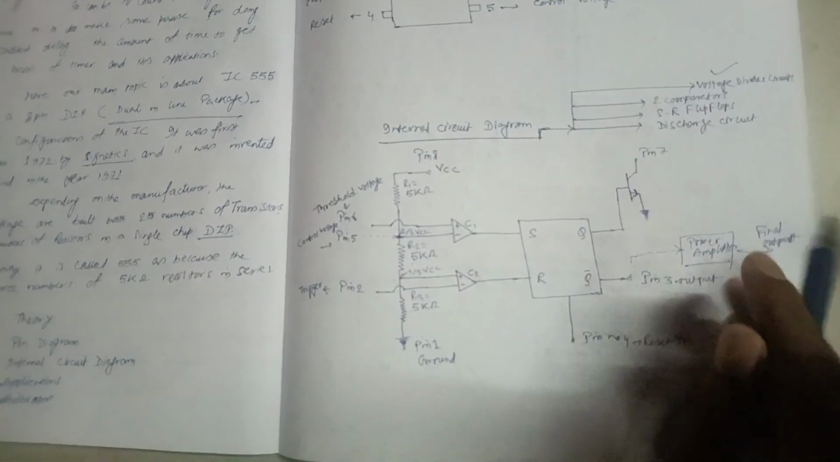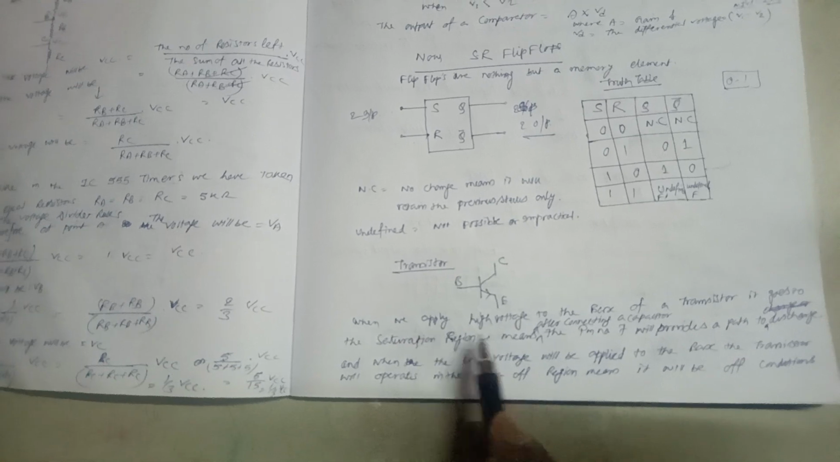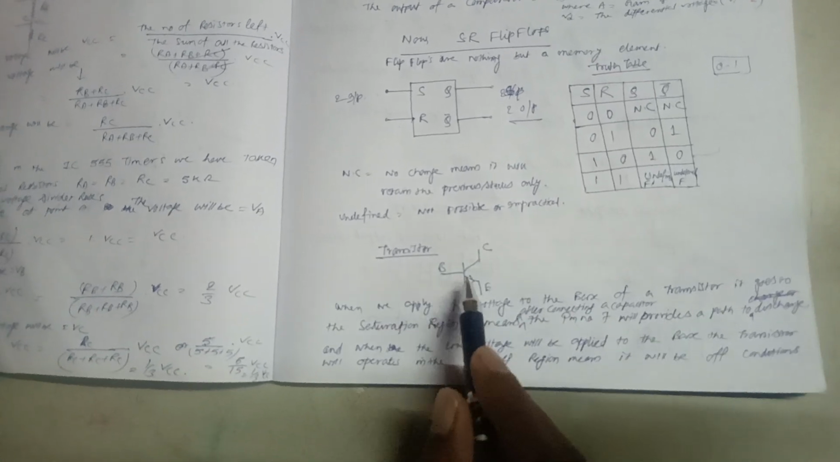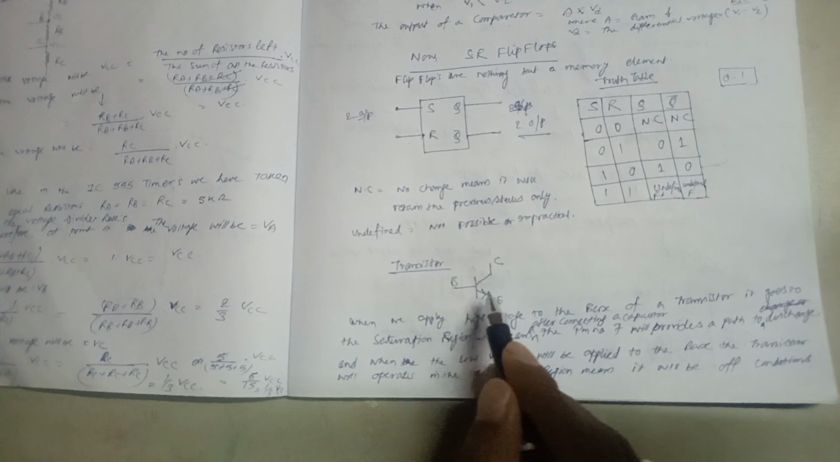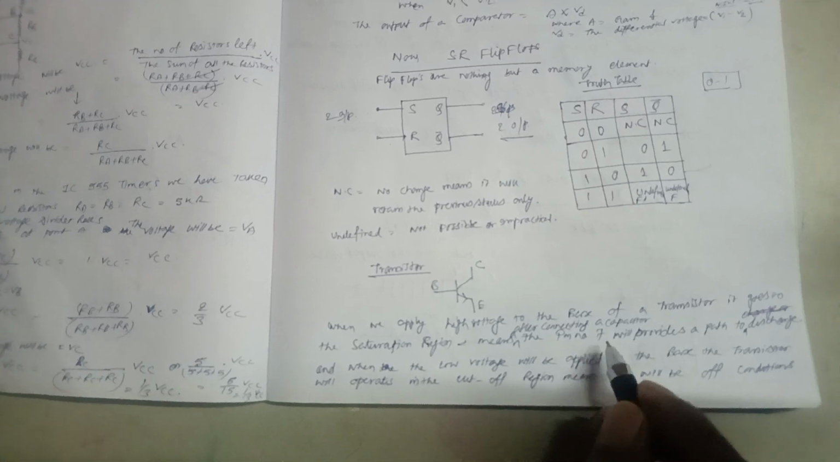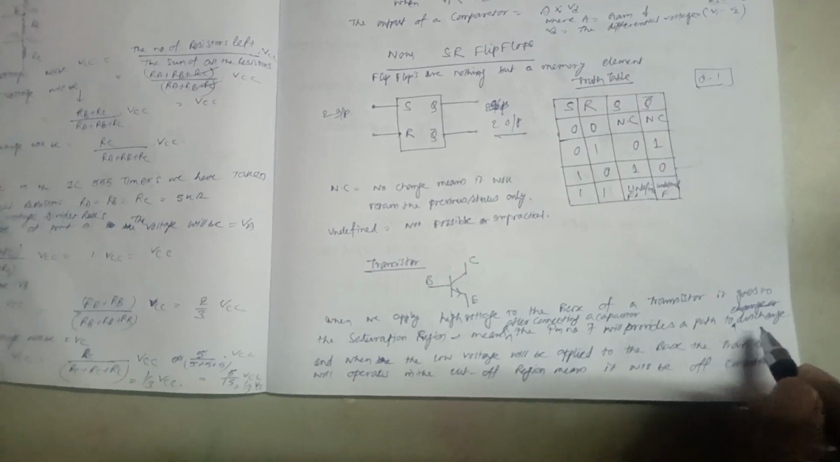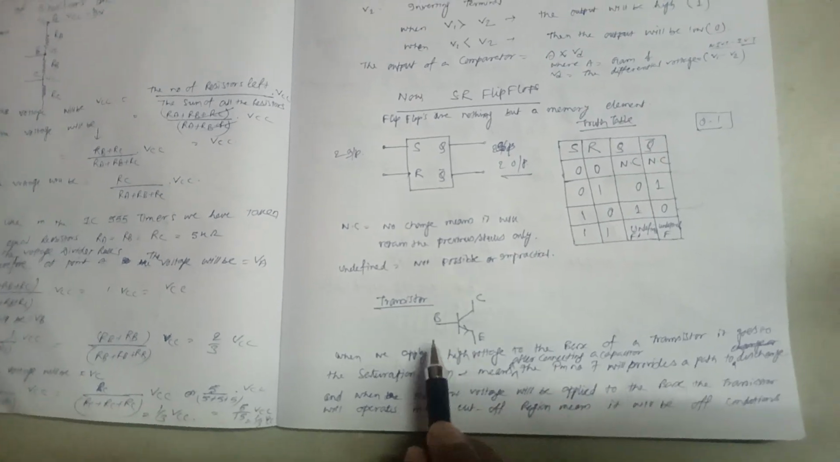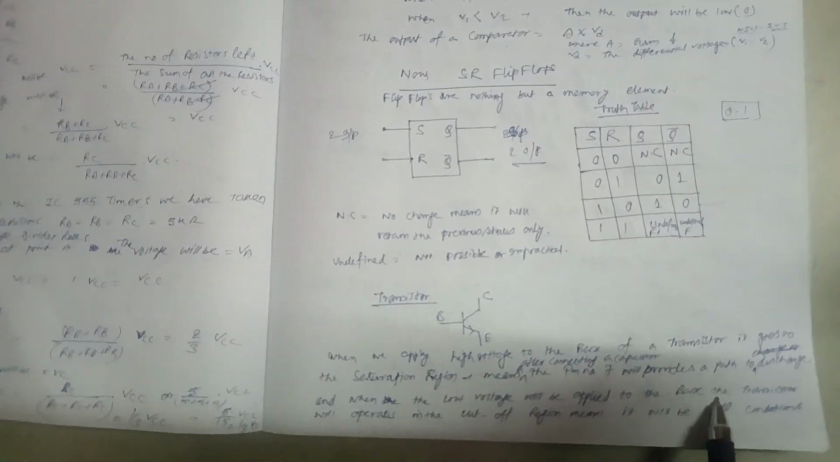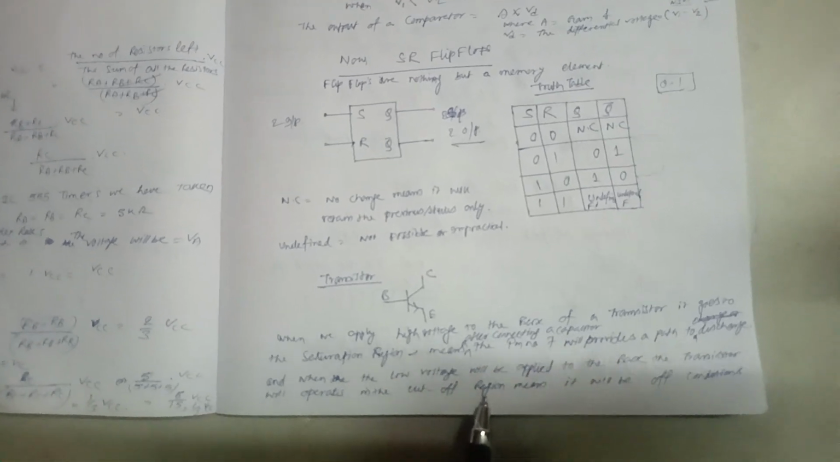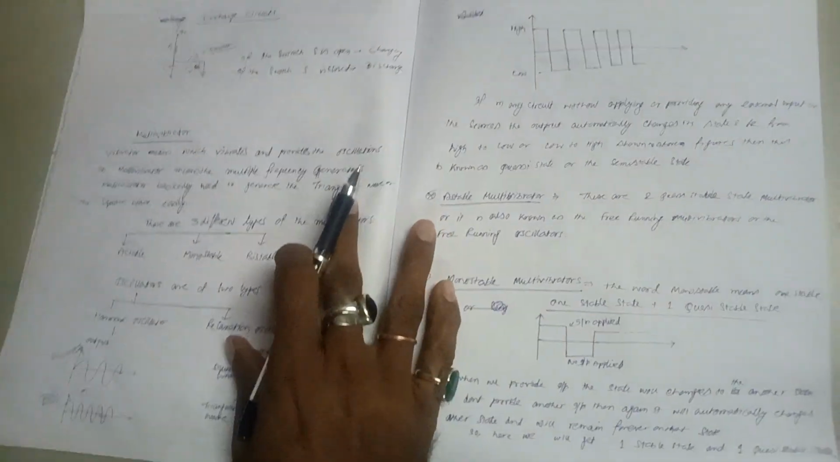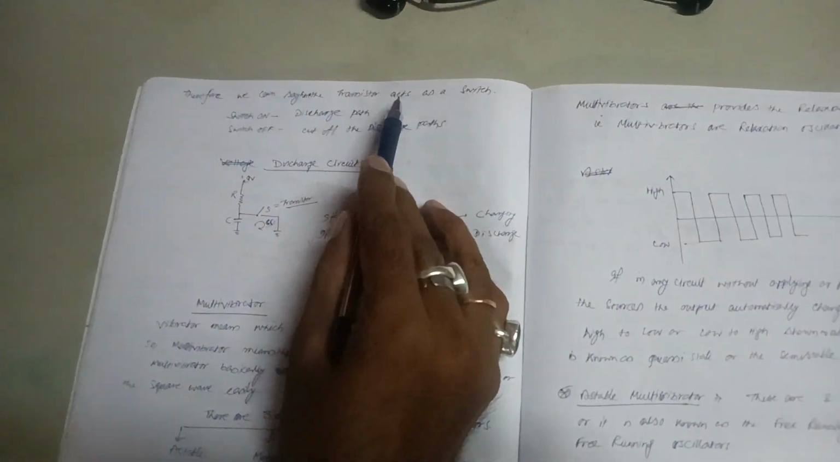In this transistor, whenever we apply high voltage to the base of the transistor, it goes to the saturation region. Saturation region means that if we connect a capacitor, pin number 7 will provide a path to discharge. In the saturation region, it will discharge. But when we apply low voltage to the base of the transistor, it operates in the cutoff region. That means it will be in the off condition. Therefore we can say the transistor acts as a switch here.